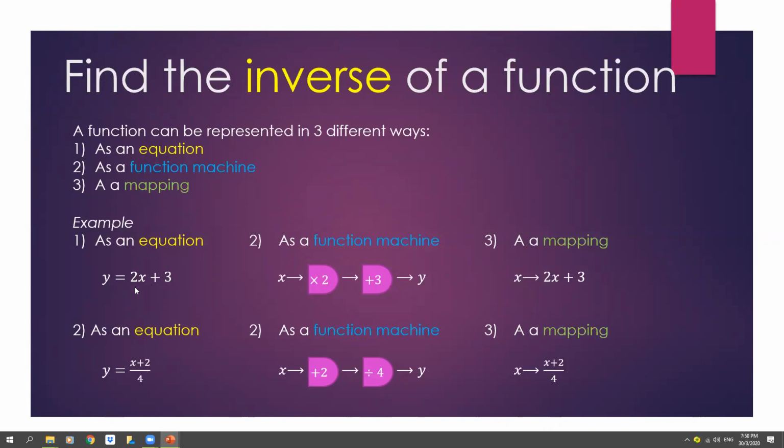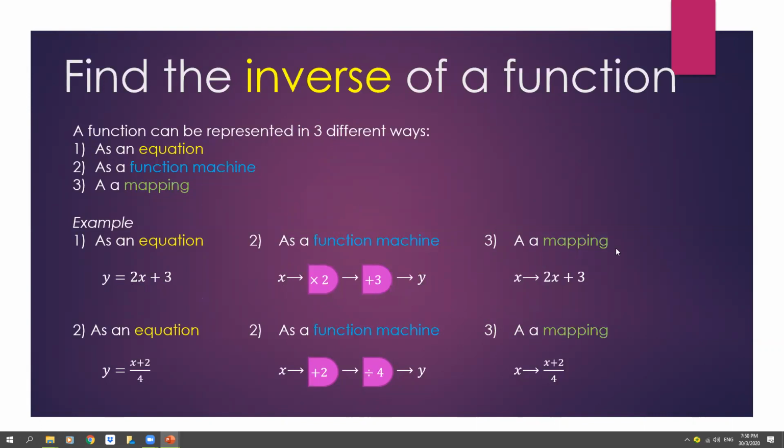So you can write it in this format, or you can think of it, because we always start with x, like this. In this case, you multiply by 2, then after that you plus 3, and only then is it equal to y. So for every number of x, let's say 1, you multiply by 2, then plus 3, and the total becomes y. This is called the function machine. It tells you what to do first and what to do next.